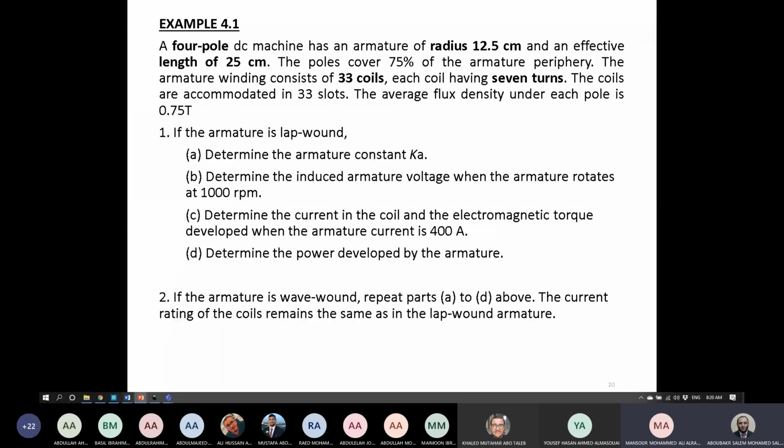Let's have an example regarding the machine windings in order to understand more the construction and the shape internally and how the machine is working based on the different connections. This example says we have a 4-pole DC machine, which has an armature of radius 12.5 centimeters and an effective length of the rotor itself of 25 centimeters.